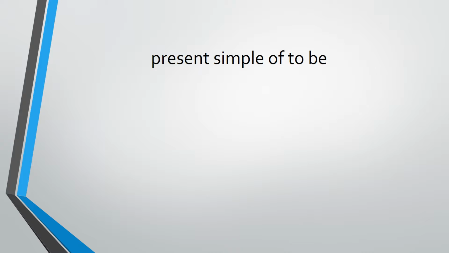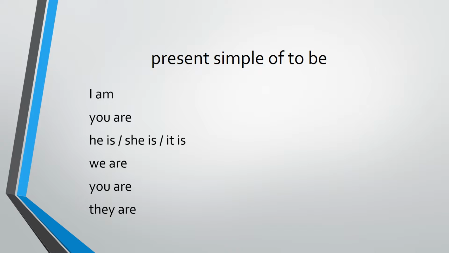Have you forgotten how to form the present simple of to be? That's no problem at all. Here's a reminder for you. So we use I am, you are, he or she or it is, we are, you are, they are. So as you can see, the plural forms and the second person singular are all the same. They all are. You just have to remember that it's I am and he, she and it is.